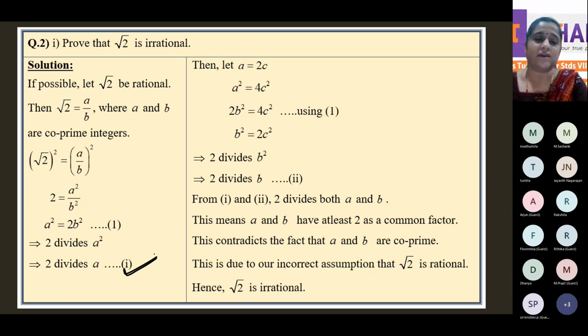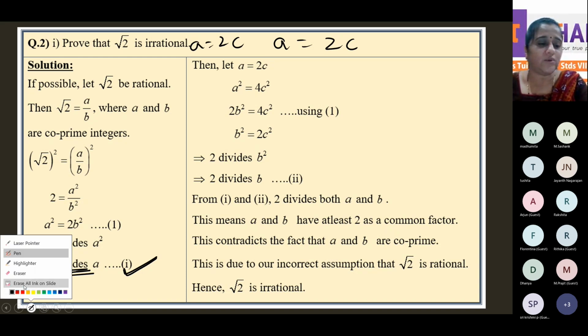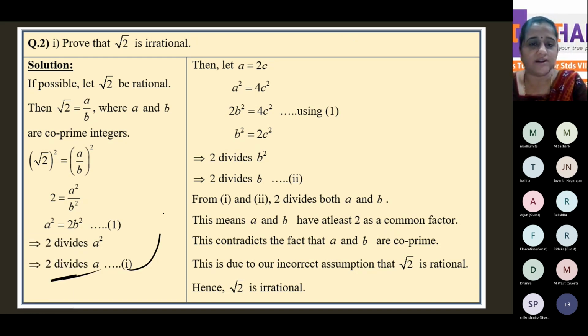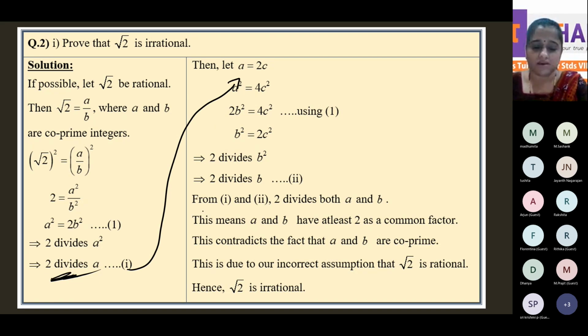So 2 divides A. Now let's proceed to prove that 2 also divides B. 2 divides A, 2 also divides B. Now, what do you mean by 2 divides A? It means you can write A as something like 2C. A is equal to 2 into something. It's a continuation from this result, 2 divides A.